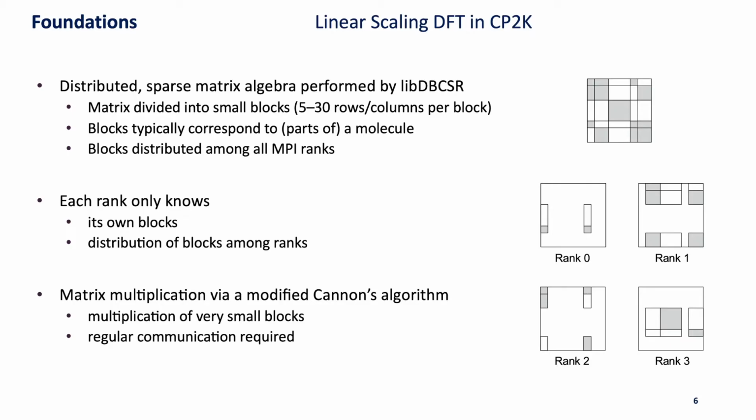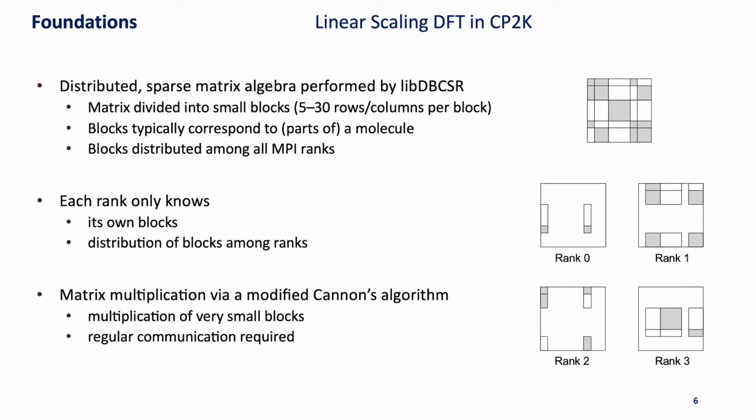One important part of CP2K is the libdbcsr library, which is actually used to do the multiplications. So remember, we have now a sparse Hamilton matrix. And in CP2K, this is represented as a block sparse matrix. So the matrix is divided into relatively small blocks, maybe 5 to 30 rows and columns per block. And then the sparsity pattern is only utilized on top of these blocks. The blocks themselves are stored in a dense format. And these blocks typically correspond to either molecules or parts of a molecule.